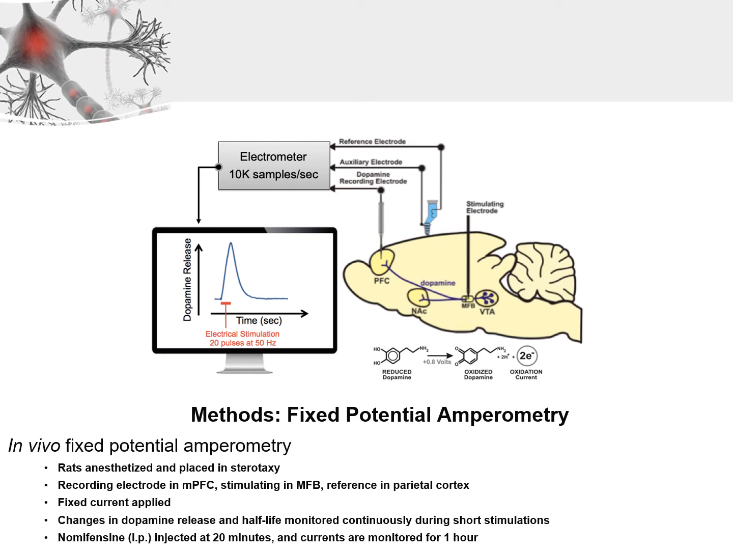At approximately 20 minutes, all rats receive an acute IP injection of nomifensine in order to assess the percent change in dopamine release and half-life following the use of the drug. After the administration of nomifensine, dopamine oxidation currents are monitored for 1 more hour, followed by continuous stimulation to depletion to quantify total dopamine.